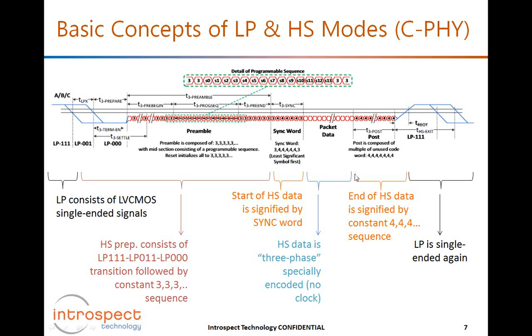After data is transmitted, the post segment is transmitted. So this is basically the end of high-speed transmission, signified by a constant stream of symbol 4. So start of transmission is signified by a constant stream of symbol 3, and end of transmission is signified by a constant stream of symbol 4, and then we get into LP.